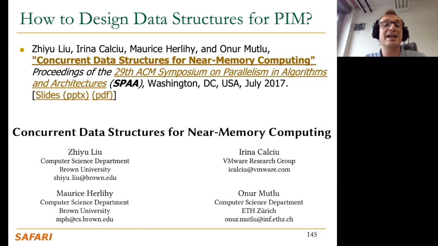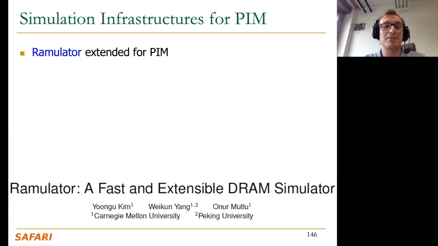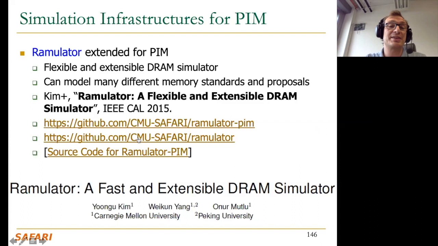Because in a multi-core engine, you can parallelize across different cores, and you enable concurrency, of course. But if in a near data processing engine you don't enable concurrency, then you have a problem, basically. And this paper tackles that problem. And then, as I mentioned, simulator infrastructures are important to develop. You can look at these works that actually have processing in memory simulators, if you're interested.